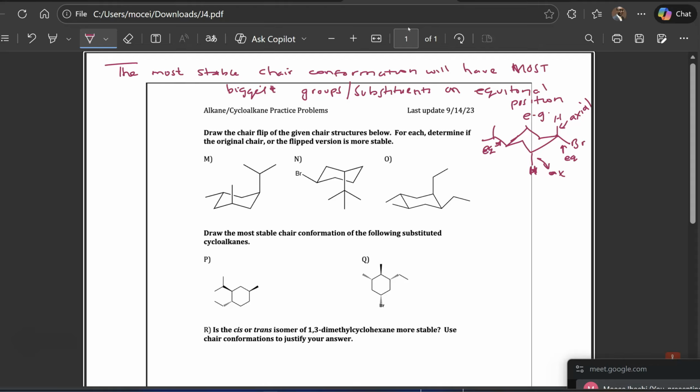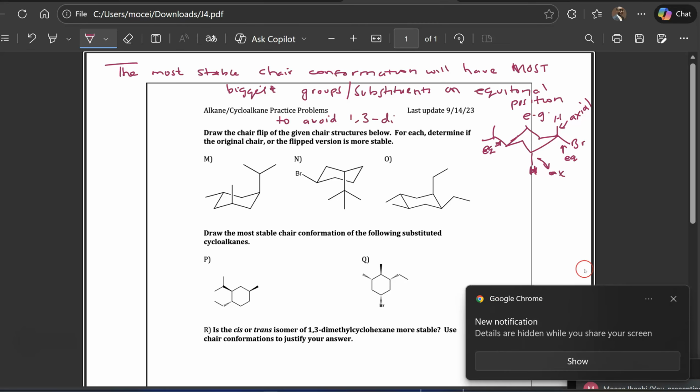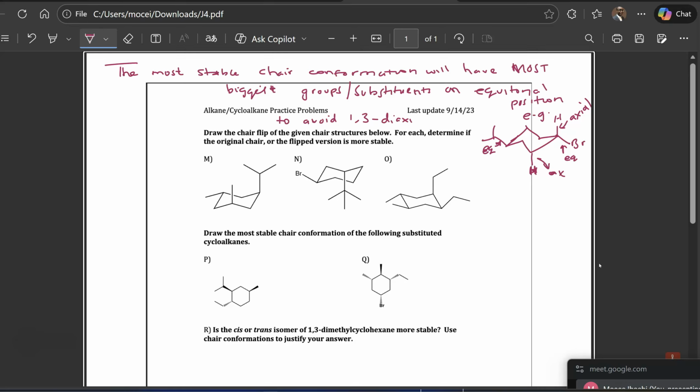Equatorial position to avoid 1-3 diaxial interactions.